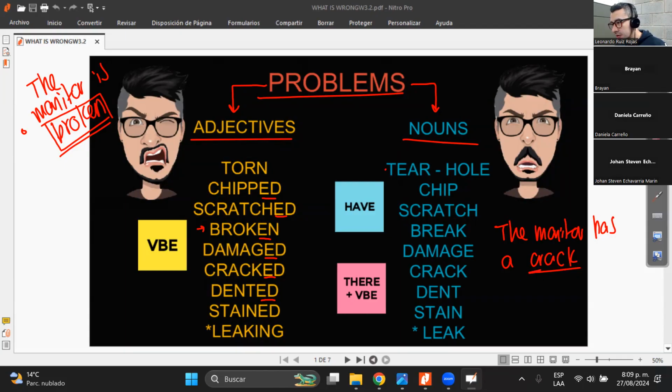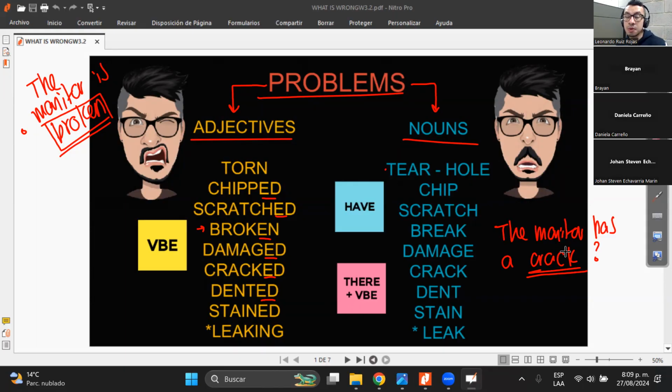What is the meaning of a crack? What do you mean by crack? Grieta. Grieta, very good. So when I say that the monitor has a crack, I refer to that broken part that it has in the middle. Ready? But in that case, I didn't say the monitor is a crack, because that is not the characteristic.